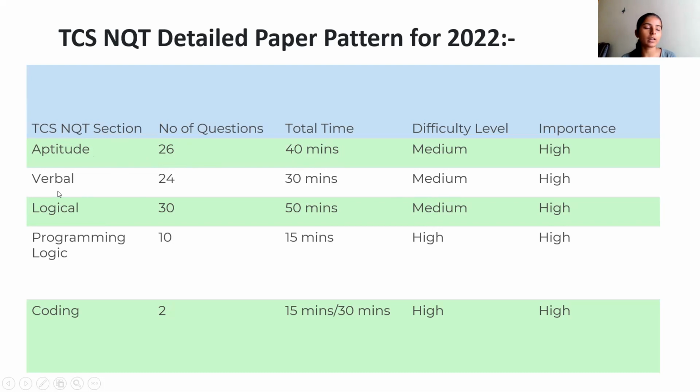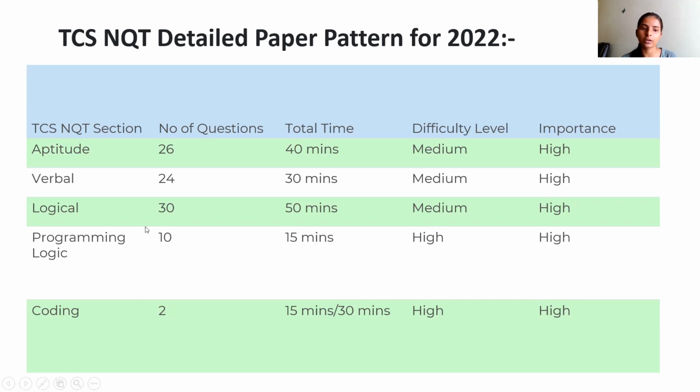Okay, now let's move to the next section, that is verbal, and you will get 24 questions. You will get 30 minutes for solving these 24 questions of the verbal section, and the difficulty level is again medium. Okay, now let's move to the next section, that is logical. There will be 30 questions for the logical section, and you will get only 50 minutes, and the difficulty level is again medium.